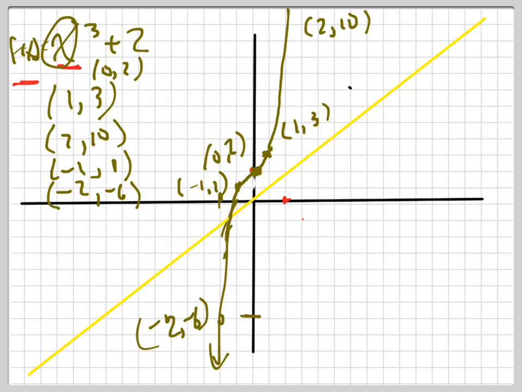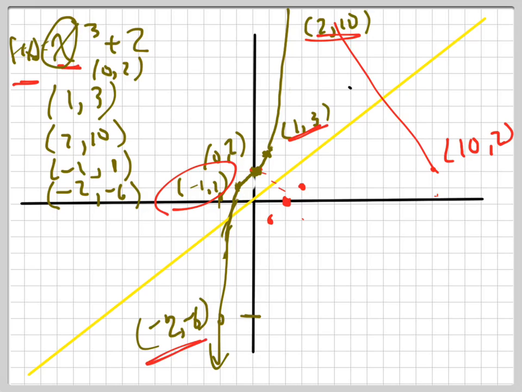Now if I take each one of those points, I'm going to turn to red now. For the inverse function, I flip each one of these over the line y equals x. (1, 3) becomes (3, 1). (2, 10) becomes (10, 2), somewhere out here. See how it's flipped over that line? If I go equidistant, this point right here, (-1, 1), becomes (1, -1). This point here, (-2, -6), becomes (-6, -2), right there.